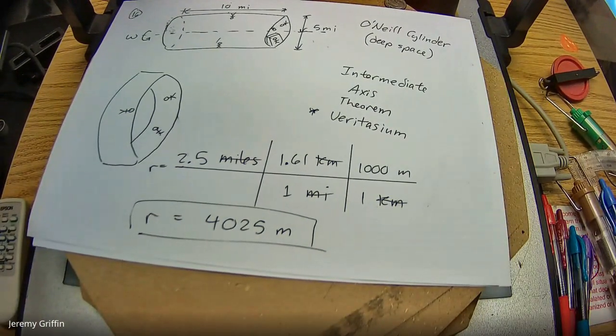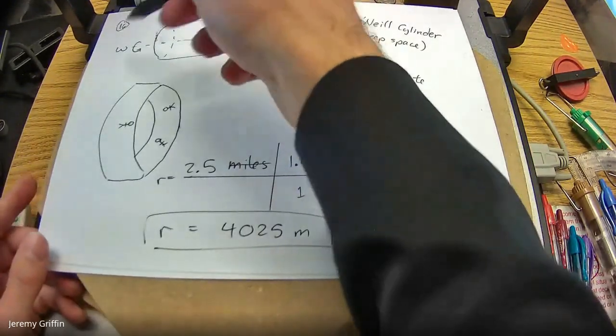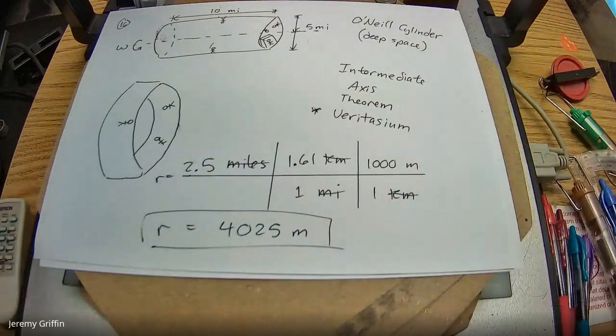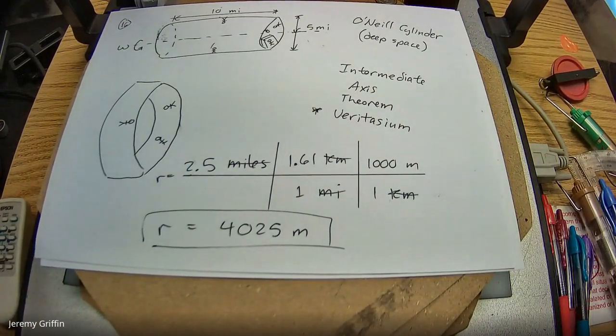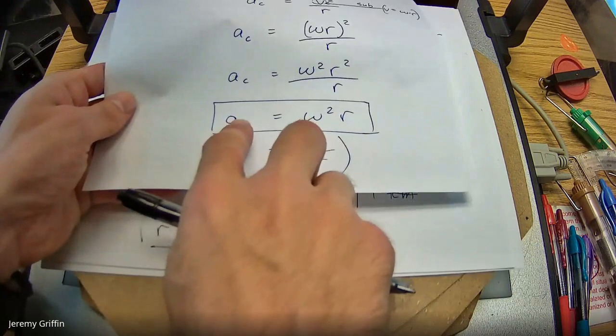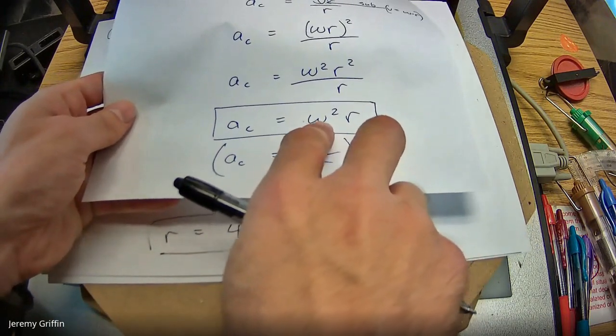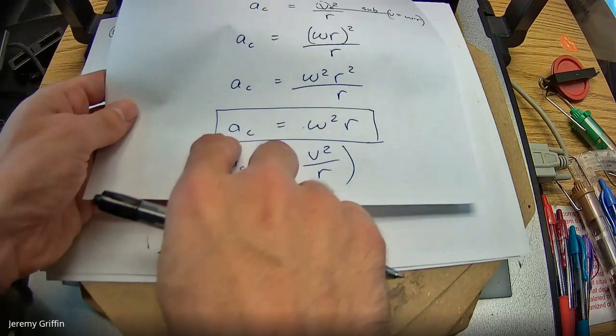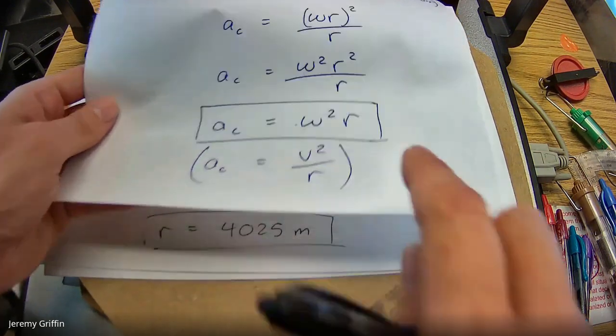The question was, what's the rotational velocity of this? What's the angular velocity, so that you would experience Earth gravity right at the edge? And you know what? I just gave you guys, remember this right here? Centripetal acceleration is omega squared times r. You guys remember that? Okay.